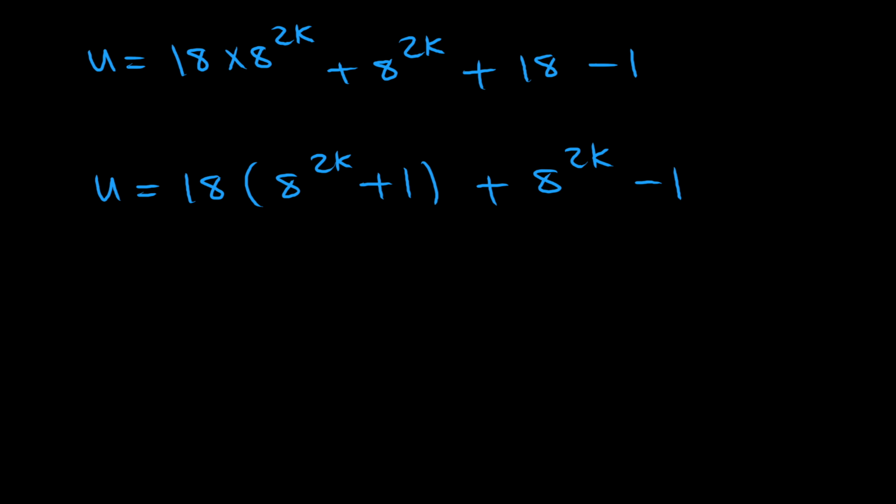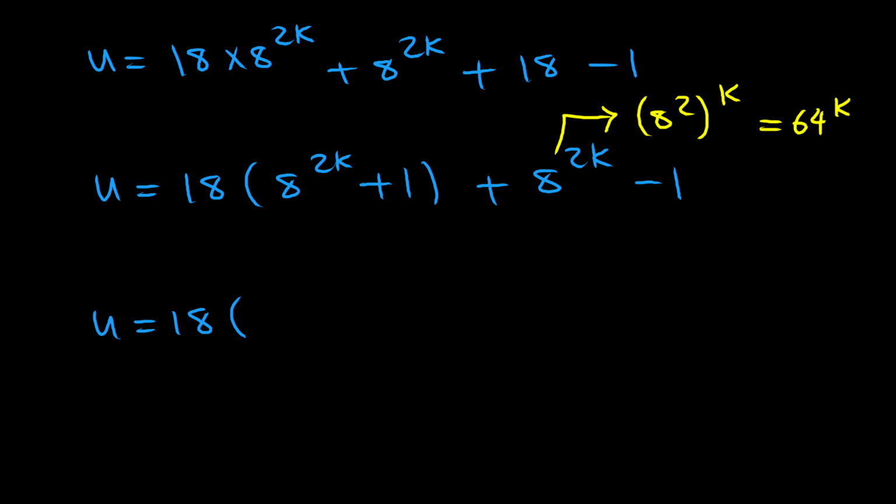Now notice that 8 to the power of 2k is just the same thing as 8 squared to the power of k, which equals 64 to the power of k. So I can go ahead and say that u equals 18 times (8 to the power of 2k plus 1) plus 64 to the power of k minus 1.